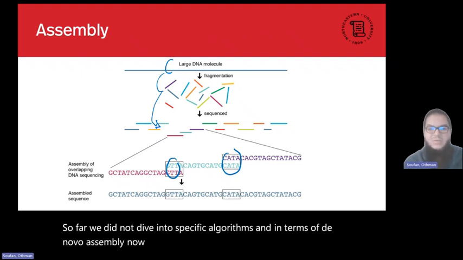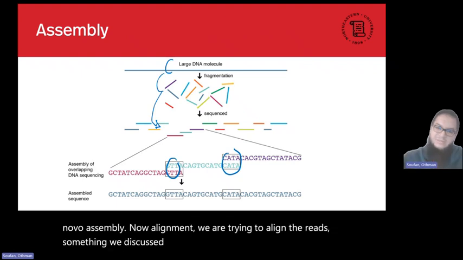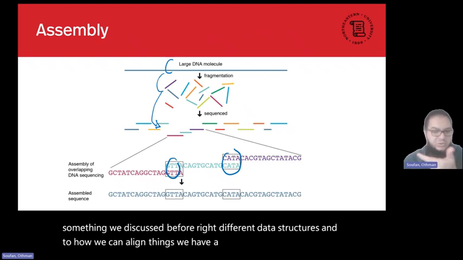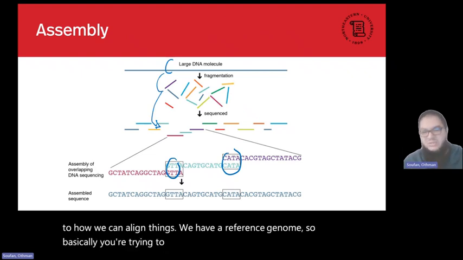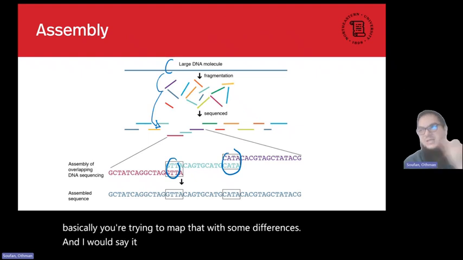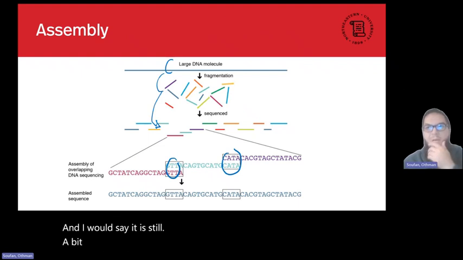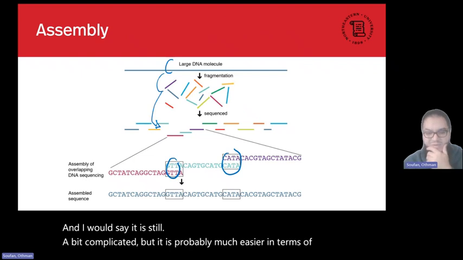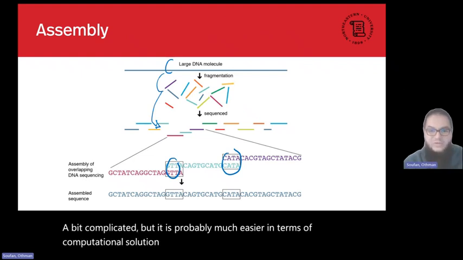Now, alignment: we are trying to align the reads, something we discussed before, right? Different data structures for how we can align things. We have a reference genome, so basically we are trying to map the reads to it with some differences. I would say it is still a bit complicated, but it is probably much easier in terms of a computational solution compared to de novo assembly.